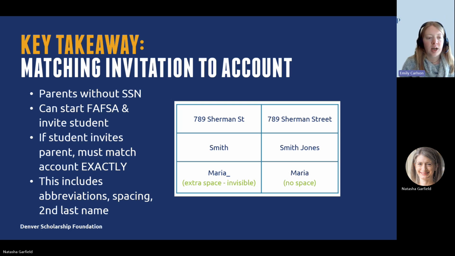But if a student starts the application and invites the parent, it must match exactly. So that includes things like abbreviations. Sometimes people have a hyphenated last name, sometimes there's a hyphen, sometimes it's a space. We just have to make sure that whatever is showing up for the parent on their student aid account is showing up exactly on the FAFSA. So you can see here, like 789 Sherman Street, it means the same thing, but it doesn't match exactly. So if that were entered, it would lose the invitation. One of the common things that we see is that there will be a space after the name. On the third line there, you can see it's Maria, but then there's a space, and that will throw everything off. So really just wanting to show how important accuracy and exact matching are.